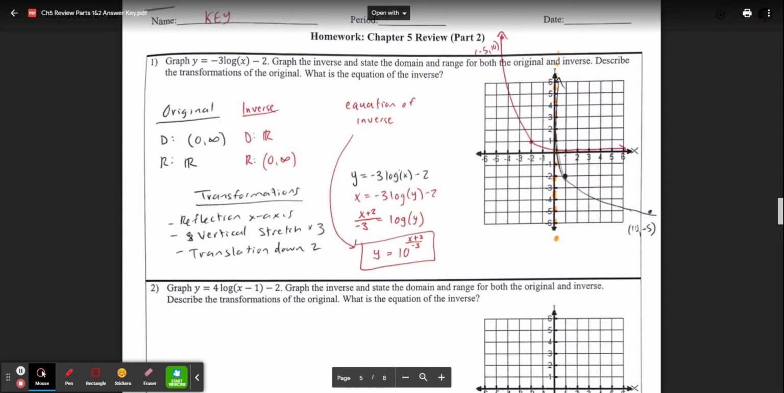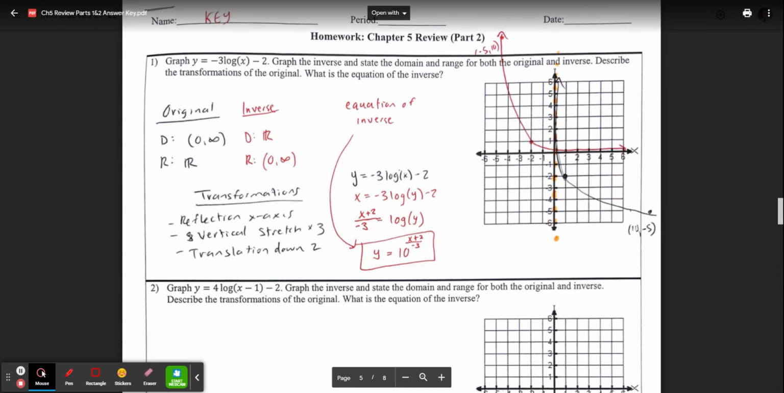To find another point, what you have to do is figure out what x value I can plug in here that gives me 10, because log base 10 of 10 cancels out. And we know that when x is 10, we're going to have log of 10. So if x is 10, what would y be? Negative 3 times the log of 10 is the same as negative 3 times 1, and negative 3 times 1 is negative 3. Minus 2 is negative 5. So (10, -5) is your second point. It doesn't fit on this graph, but we're going to just draw it like that. And we connect the 2 points and follow the asymptote.